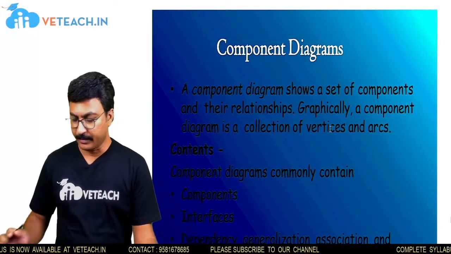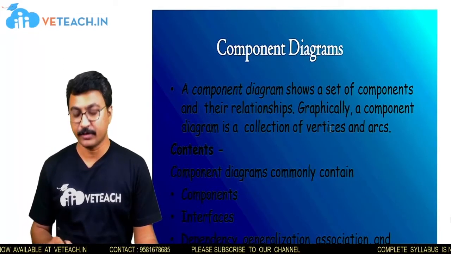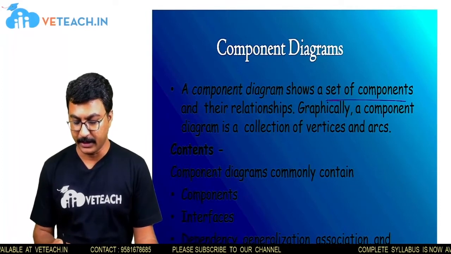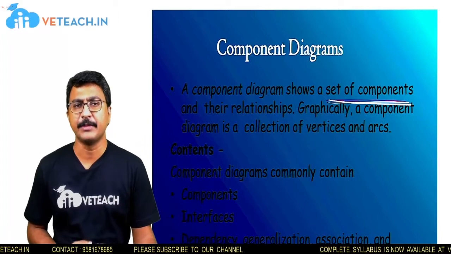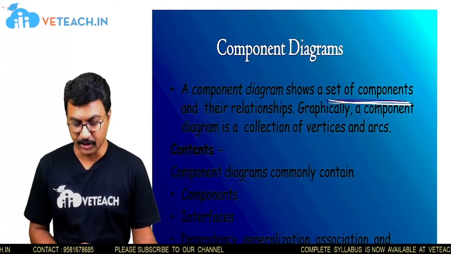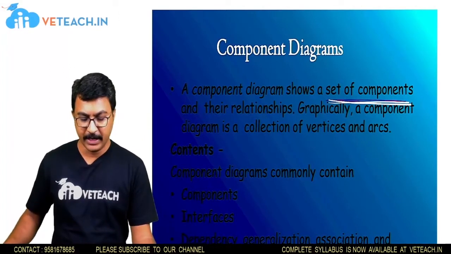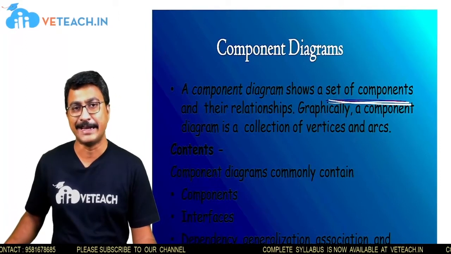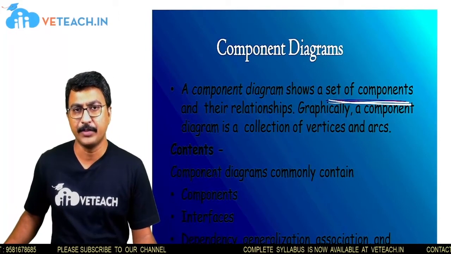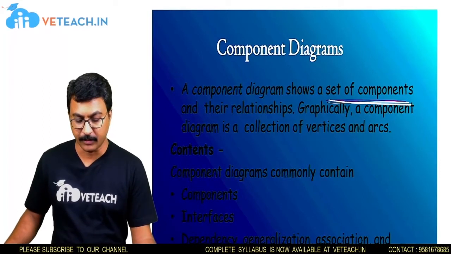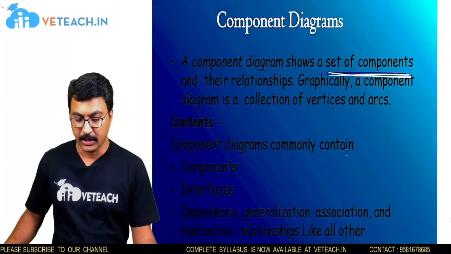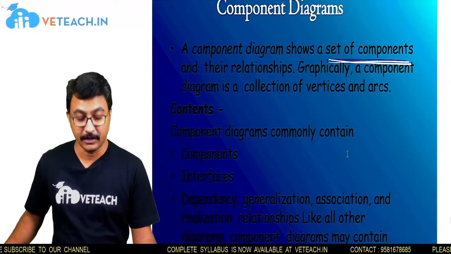So what is a component diagram used for? A component diagram has a set of components that can be rendered along with its relationships. Graphically, a component diagram is a collection of vertices and arcs. The vertices are the components and the arcs are the transitions that we were talking about, the connections that exist between different components.